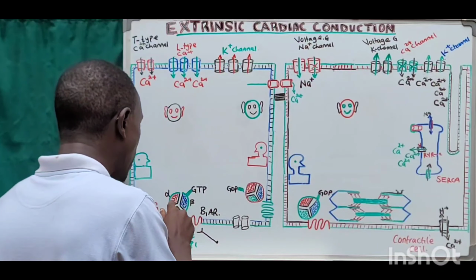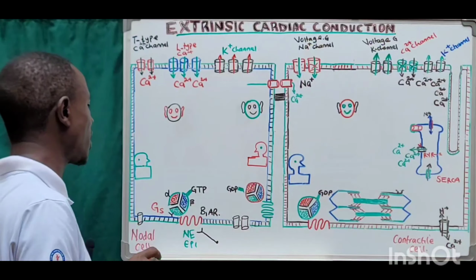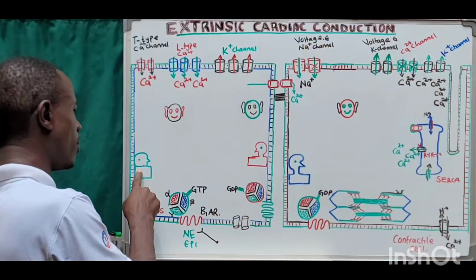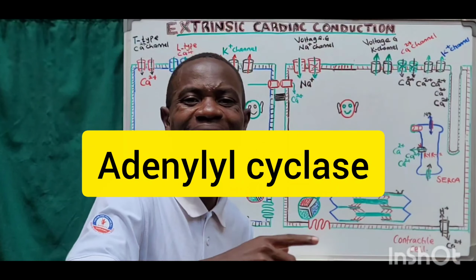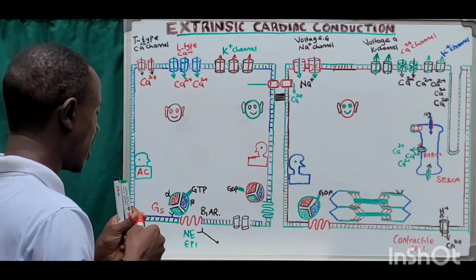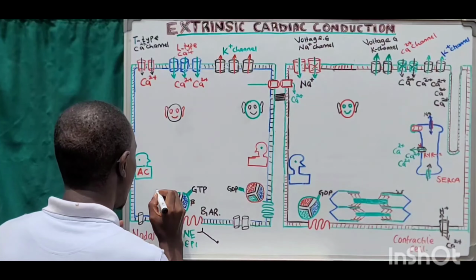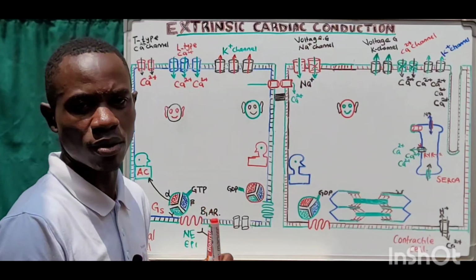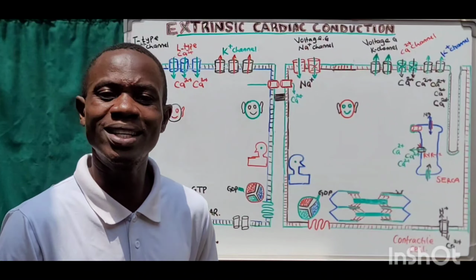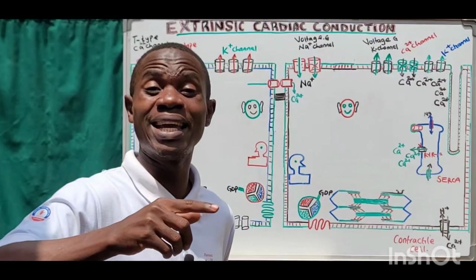Now, what's going to be happening is that this activated G protein will go over on this membrane of the cell and activate this enzyme. You see this enzyme which is on this membrane? This enzyme here is what we call adenyl cyclase. The alpha G-stimulatory protein will come over and stimulate the enzyme, and this enzyme turns on. Once it turns on, you know what it does? This enzyme is going to be converting ATP into cyclic AMP.